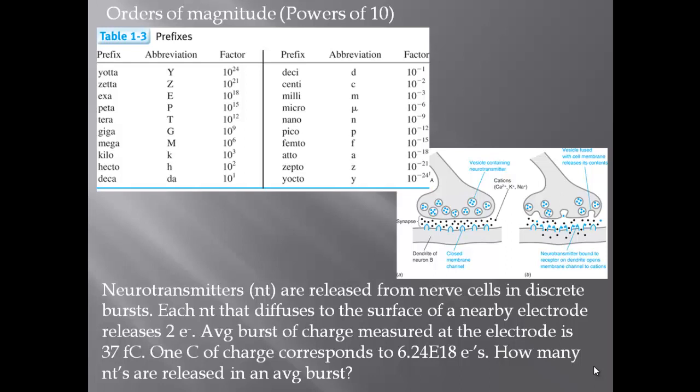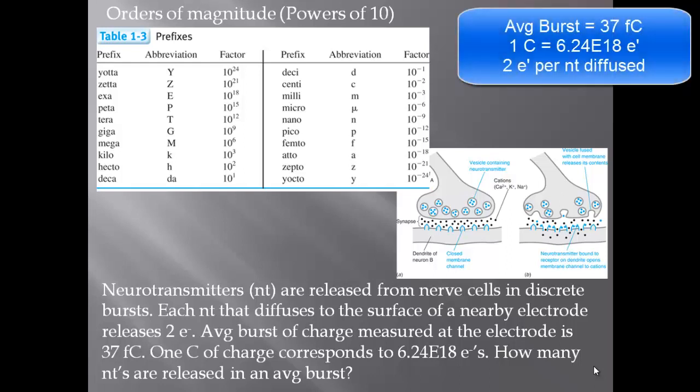If you remember from my general chemistry class, break everything down and figure out what it is that they're trying to ask you. They want to know how many neurotransmitters are released in an average burst, and if you notice, they give you information of all the stuff that you need. The thing that you start with is there's 37 femtocoulombs, because if you know how many coulombs there's given in an average burst, and you can convert that to neurotransmitters.